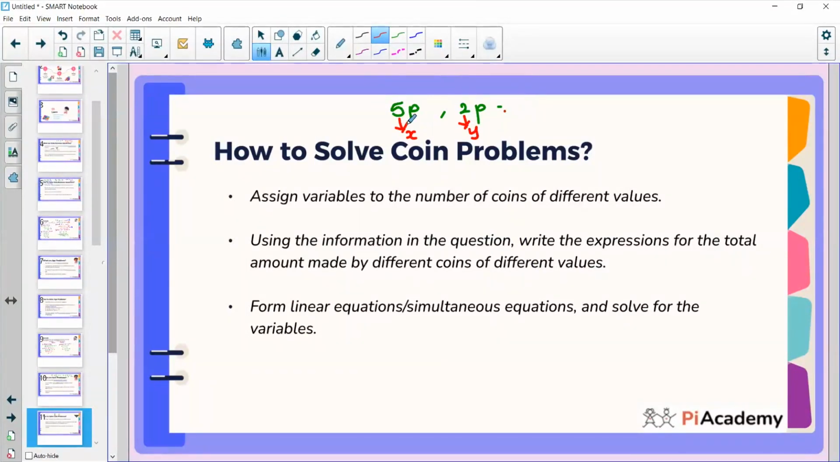Suppose you are given that the x number of 5p coins and y number of 2p coins add up to, let's say, 35 pence. Okay. So if they add up to 35 pence, how are you going to write an equation?